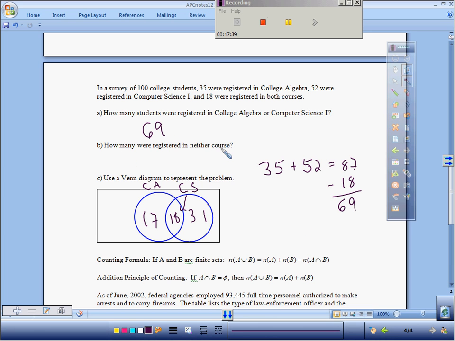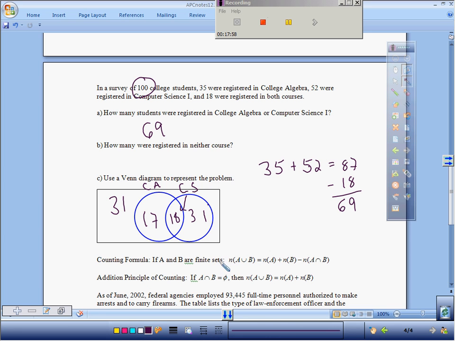How many were registered in neither course? If there are 100 altogether, right? So there's 100 in this box, right? So if I subtract my 69 from 100, I get that there's got to be 31 floating around out here, right? See that? Okay?